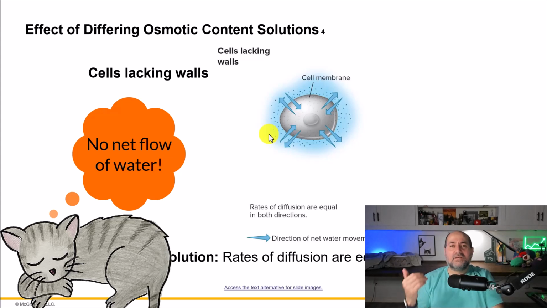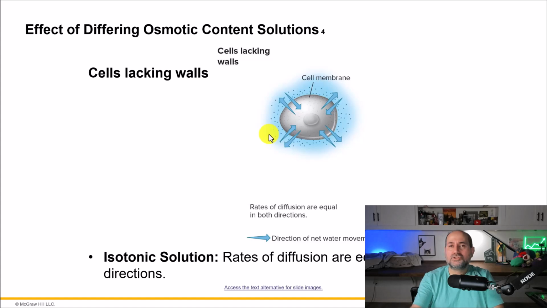Water should not net flow into the cell. Water should not net flow out of the cell, because think about it. In an isotonic environment, that means you're already at equilibrium. There's no mismatch. There's no higher water concentration on either side of the membrane. Does that make sense? So in this case, for every one water molecule that enters the cell, one water molecule leaves the cell. So, the rates of diffusion of water are equal in both directions.